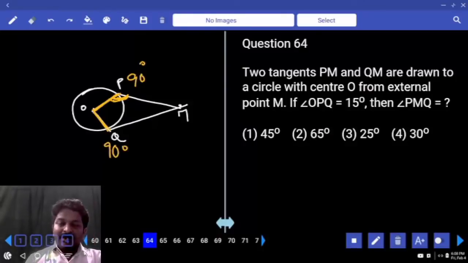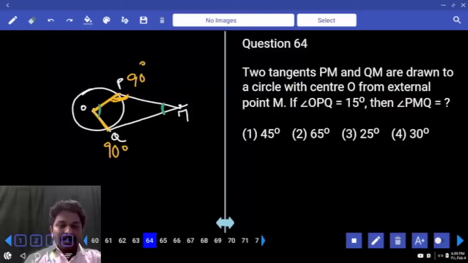Our question is to identify angle PMQ, correct? So if you consider PMQO, this is a quadrilateral. The internal angles must sum to 360 degrees. Out of that, already we have 180 degrees. That means angle at center O and angle at M must sum to 180 degrees, right? So if you can identify angle POQ, you are done with the answer.